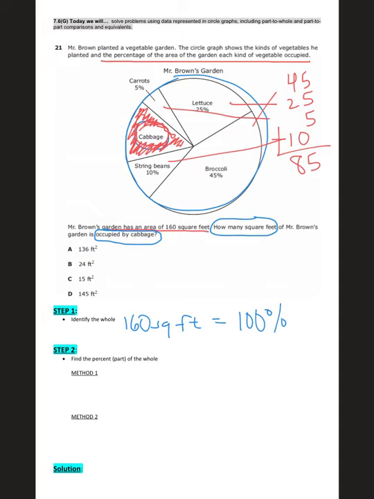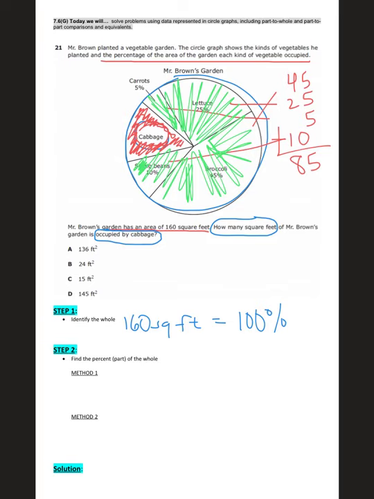So all the percents, we're talking about all of this, all of that represents 85% of the area. So what's left over for cabbage is 15%. So we identified the whole. Next, we're beginning to find the percent or part of the whole.